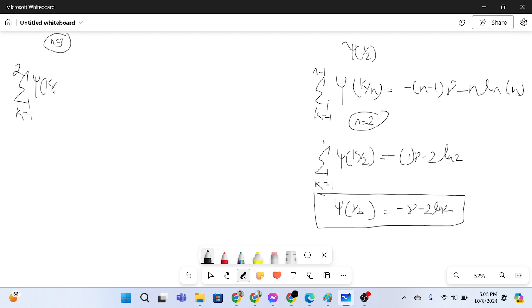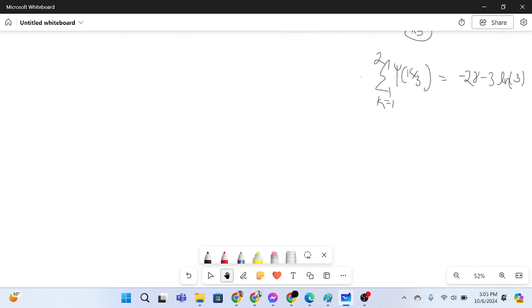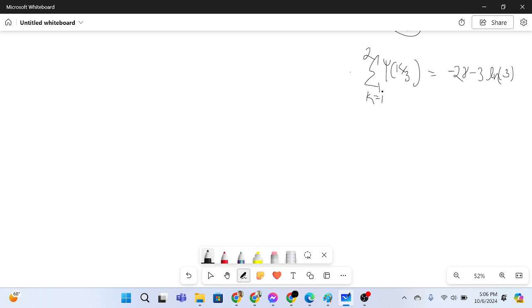Digamma of k by 3, that will be minus of 3 minus 1, which is 2, times the Euler-Mascheroni constant, minus 3 ln 3. Right? After that, now this sum will be digamma of 1 by 3 plus, when k is 2, digamma of 2 by 3, is equal to minus 2 times the Euler-Mascheroni constant minus 3 ln 3. But now since we don't know both of them, how do we find them?